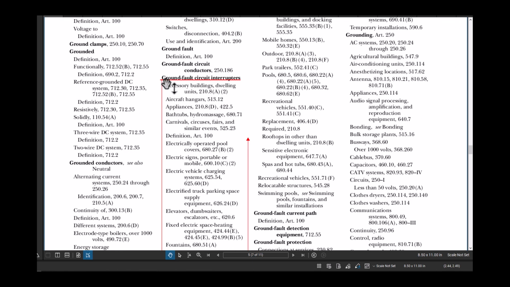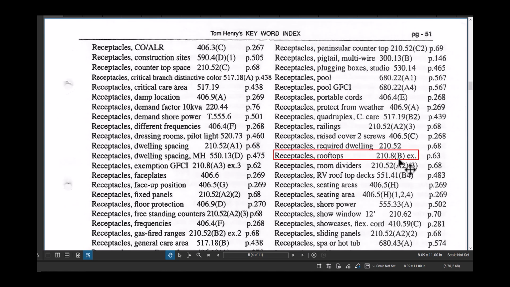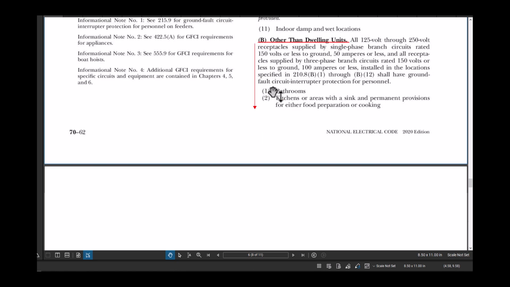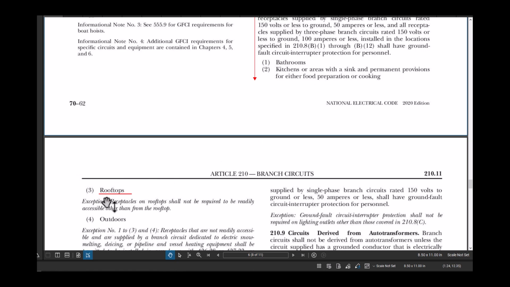In the NEC Index, if I go to ground fault circuit interrupters, we see if you navigate through A to R, which becomes rooftop in other than dwelling unit, which is probably 210.8(B), what we found here in the Tom Henry's Index. 210.8 is ground fault circuit interrupter protection for personnel, and the B section tells us in the rooftop we should have GFCIs.